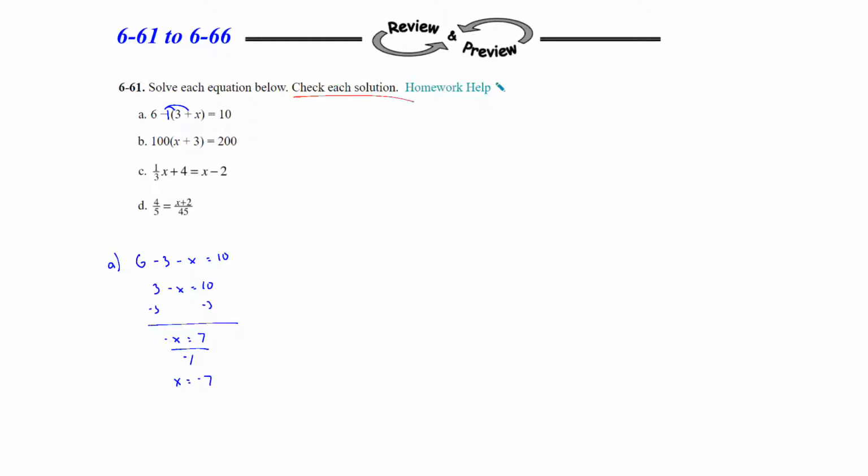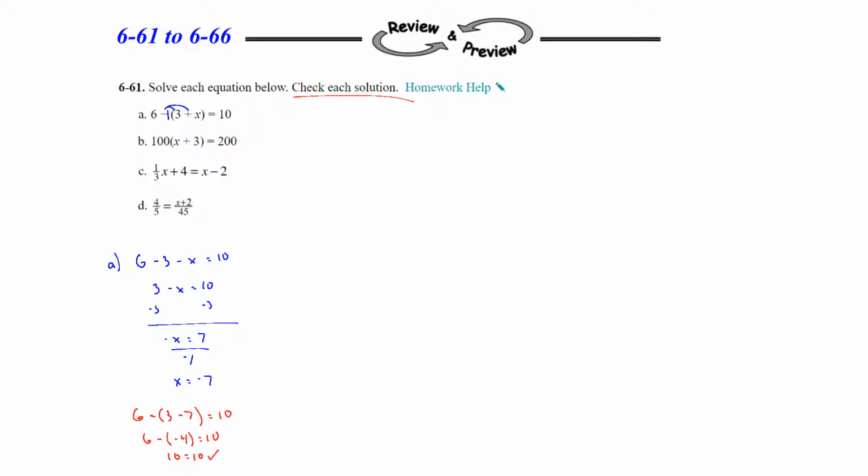It does want us to check our solution, so we can take the negative 7 and plug it back in to the original equation for x. Now I'm not going to distribute the negative. I'm going to take 3 minus 7 and do order of operations. And then 6 minus a negative 4 is 10, so 10 is equal to 10.